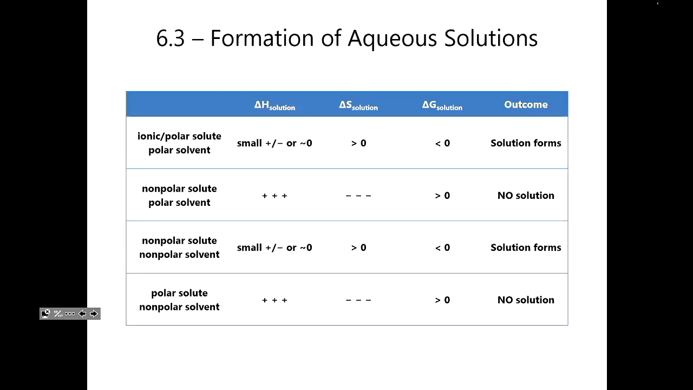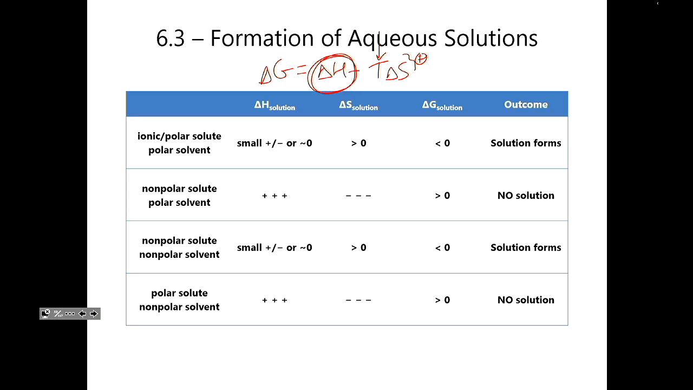So typically the delta S is positive. If delta S is positive, and delta H is small, positive or negative or nearly zero, again, delta G equals delta H minus T delta S. If this is a positive number, this is always positive. If this is small or zero, your delta G will be negative, and that substance will form a solution.